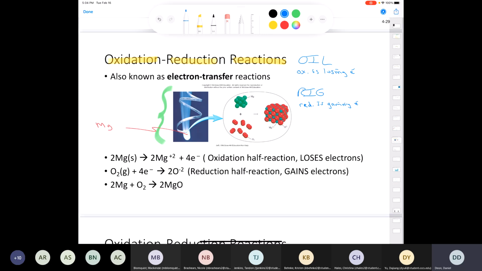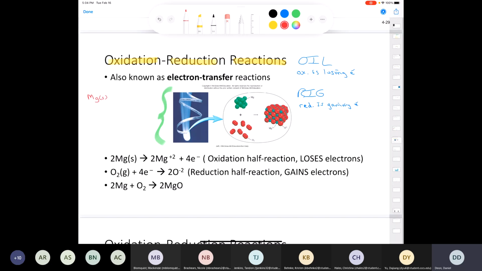The overall reaction of what's happening here in this picture right here is this. I'm going to rewrite this, and it's on the slide, but it bears rewriting. So what's actually happening is the student is taking a piece of magnesium. Magnesium is just a solid metal. They're combining it with oxygen. And if you're wondering, how are they combining it with the oxygen?